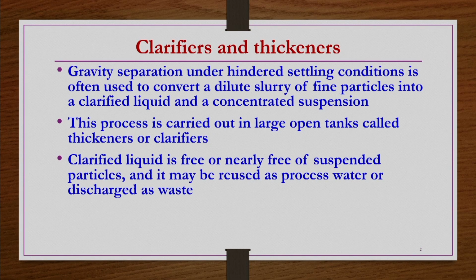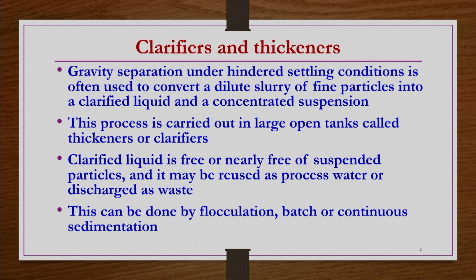Clarified liquid is free or nearly free of suspended particles in general, and it may be reused as process water or discarded as waste; either way it is useful. This can be done by flocculation, batch or continuous sedimentation. We are going to discuss each of these three: flocculation, batch sedimentation and then continuous sedimentation.